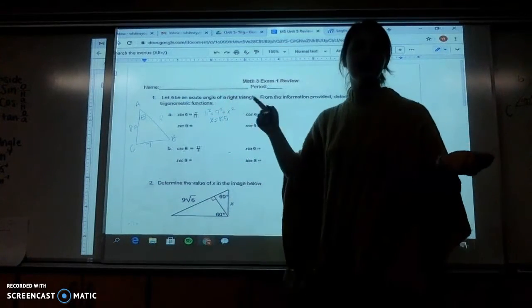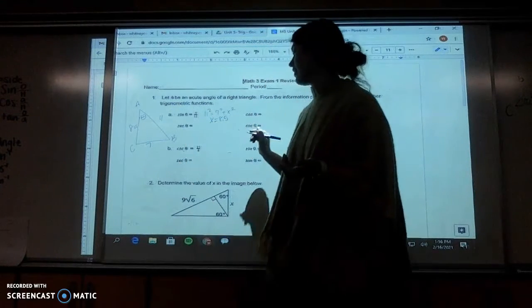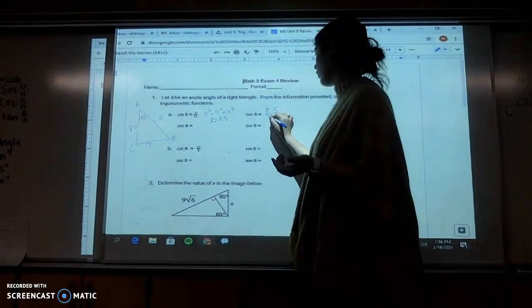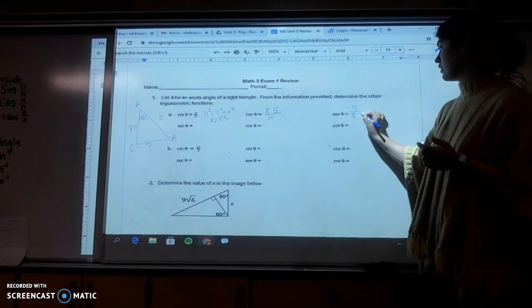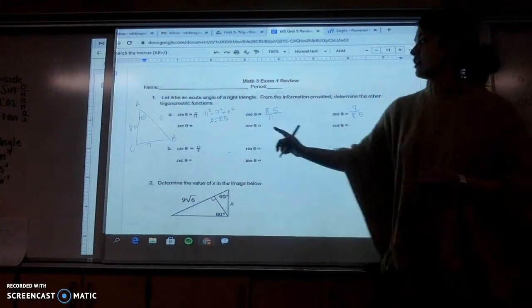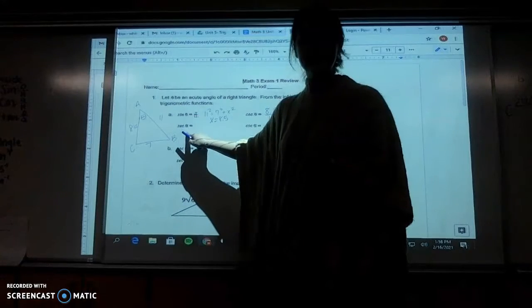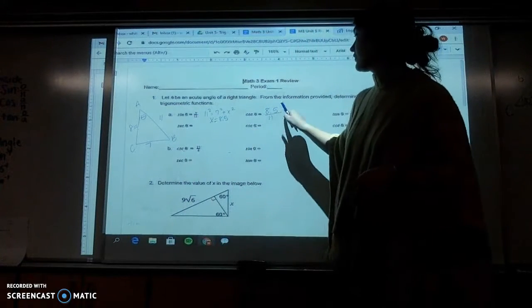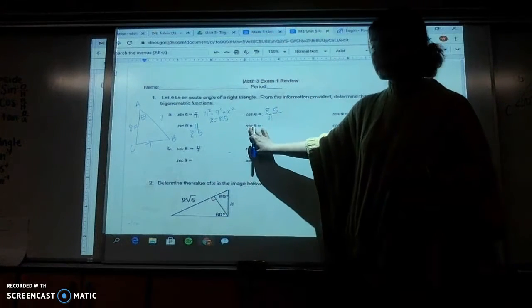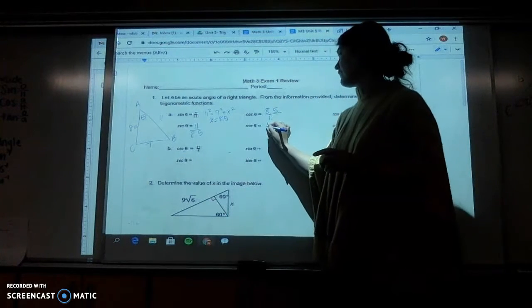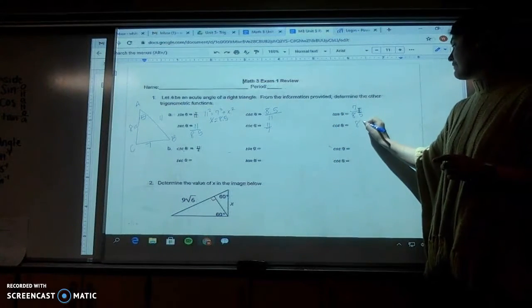So now I know my 3 side lengths. I can find any trig ratio. Cosine of theta is adjacent over hypotenuse, so I get 8.5 over 11. Tangent is opposite over my adjacent. Secant is SEC. I know that's the reciprocal of cosine, so that's going to be 11 over 8.5. Cosecant is my reciprocal of sine, so I get 11 over 7. And then cotangent is 8.5 over 7.